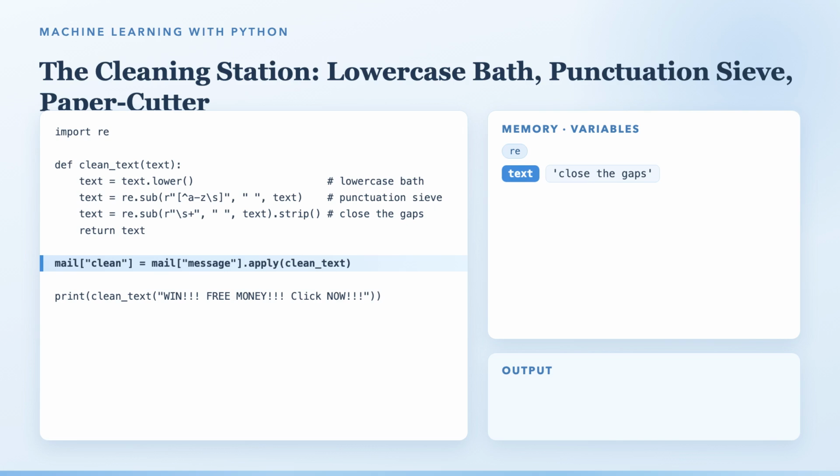Next, mail message .apply clean_text runs the bath on all 5,572 messages, and stores them in a new column called clean. And the final print, "Win, free money. Click now." becomes simply, "win free money click now."